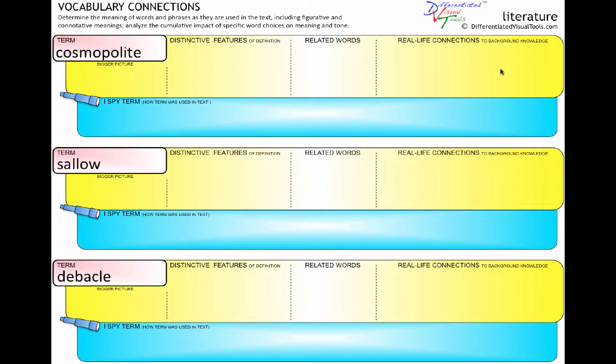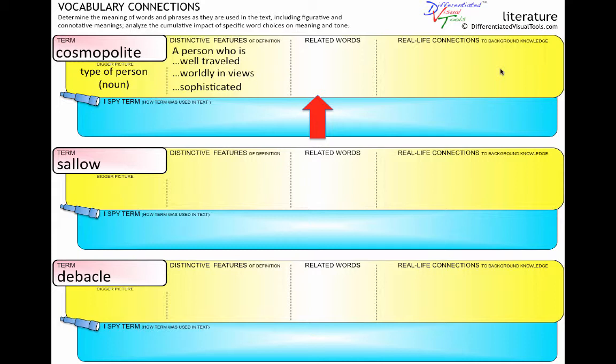I'm going to take a moment to quickly review how the vocabulary connections DVT works, and we'll start with this first term, cosmopolite. The first thing we address is the bigger picture. A cosmopolite is a type of person, so that's the bigger picture, and it's a noun. Then we focus on the distinctive features. Many definitions actually have multiple components or parts, each being a distinctive element of the definition. We found that if you list each of those elements on a separate line, that really helps students focus on all of the features of a definition. For example, a cosmopolite is a type of person who is well-traveled, worldly in views, and sophisticated.